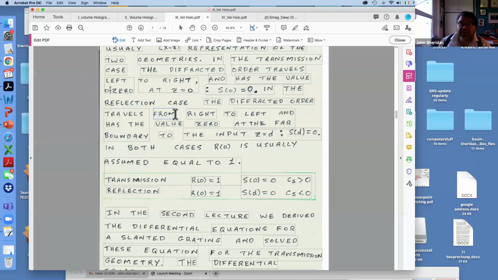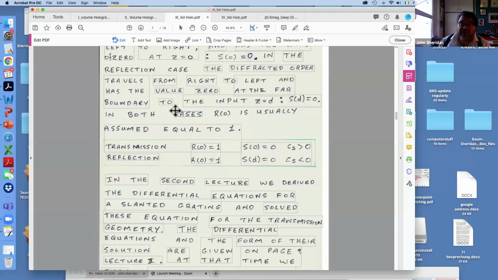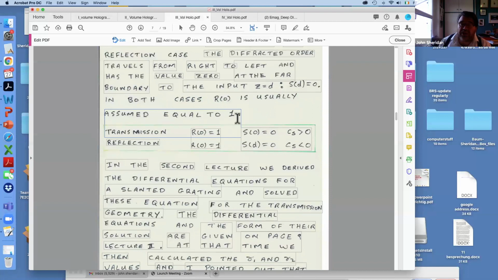In the reflection case, the diffracted order travels from right to left, okay? And so the value is 0 at the far side. So we have S at D is 0. In both cases, R at 0 is assumed equal to 1.